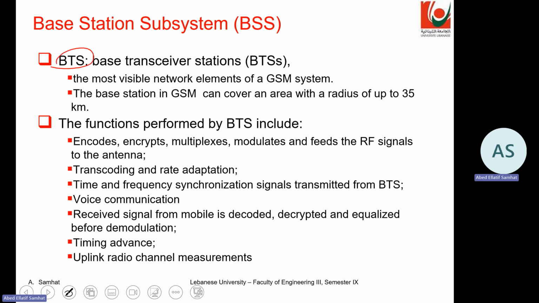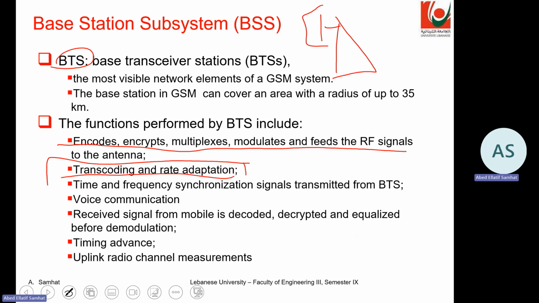The base station itself is the base transceiver station, and it's the visible part of the network because we can see it on top of any building or somewhere. It can cover areas up to 35 kilometers, and this is the macro cell in a rural area. The main functionalities are to encode, encrypt, multiplex, modulate, and to do transcoding and rate adaptation. We will see how this is done. Also time and frequency synchronization, voice communication, and time advance.